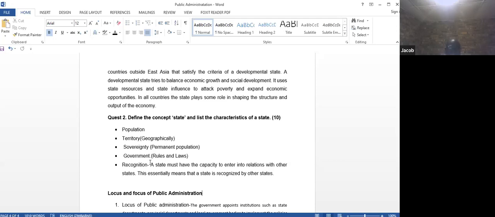But as long as it does not satisfy the main characteristics that we mentioned here, then it cannot be defined as a state. There are about 8 more characteristics that define a state, but the most important ones are the ones that I've listed here: sovereignty, territory, population, government, recognition.